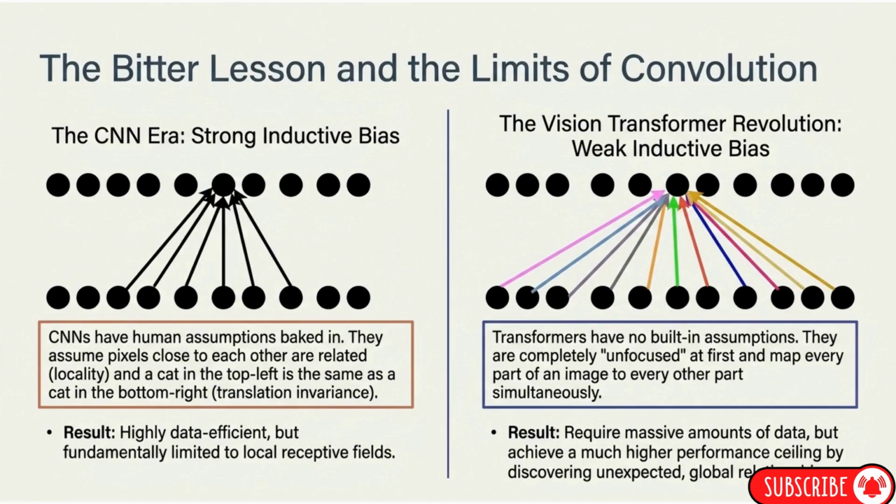Before vision transformers, most computer vision models used CNNs, or convolutional neural networks. CNNs are very good at detecting local patterns, like edges, corners, textures, and small shapes. But CNNs have a built-in assumption: nearby pixels are more related than faraway pixels. This is useful, but it can limit global understanding. Transformers work differently. They do not focus only on nearby pixels. They can compare every part of the image with every other part. This makes them powerful for understanding full image context, but they usually need more data and compute.